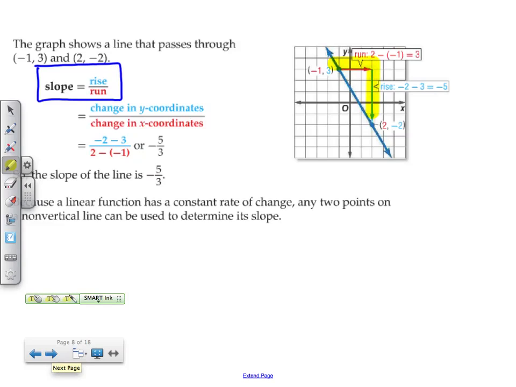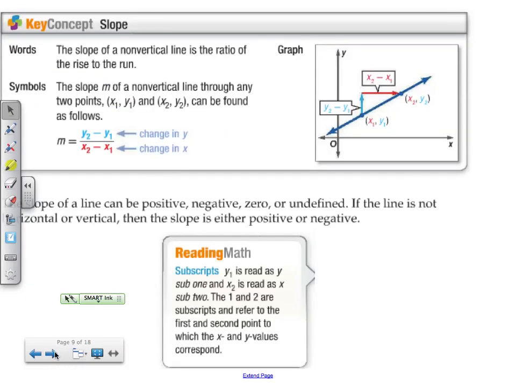And what we're going to do is look at the change in the y coordinates. The y coordinates are -2 and 3, so we're going to look at -2 minus 3, over the change in the x-coordinates. The x-coordinates are 2 and -1, so 2 minus a minus 1. So our slope is -5/3. We're going to do a couple more problems, just to take in that idea of what slope looks like.